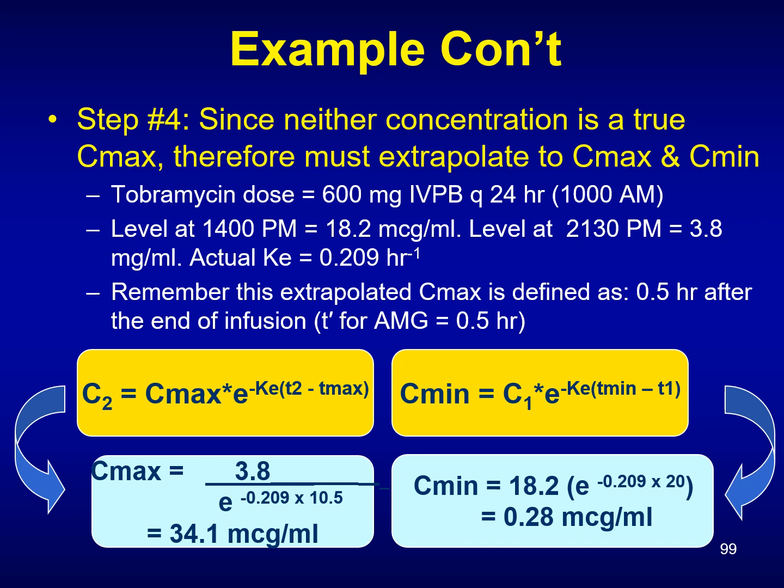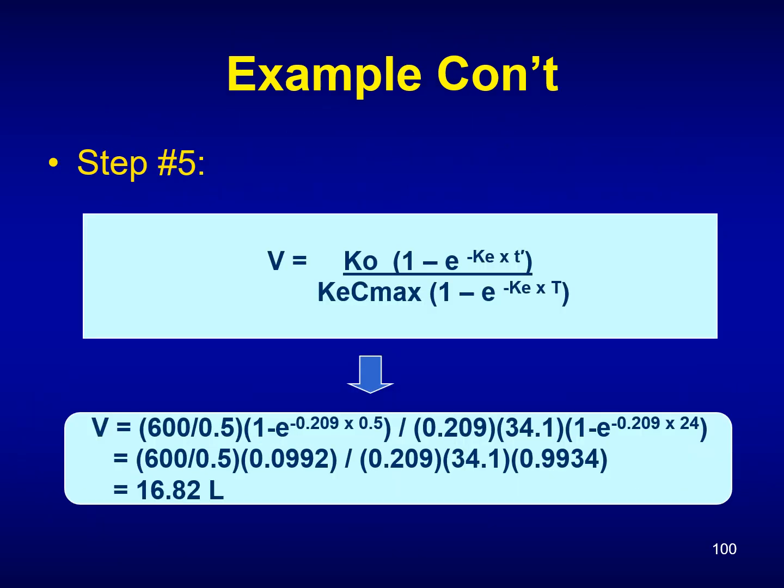And then on the right side, Cminimum is equal to C1, which is 18.2, times e to the negative exponent Ke 0.209 times the time difference between Tminimum, which is at the end of the dosing interval. So Tminimum occurs in this case at 24 hours, so the next day at 10 a.m., and T1 is at 1400. So the time difference between those two is 20 hours. So Cminimum is 0.28. Because the Cmax and Cminimum are not within desired range, we need to proceed further with our calculations in order to derive a better dosing regimen.